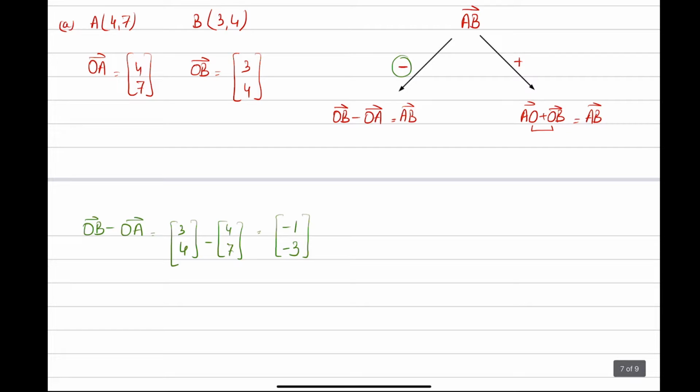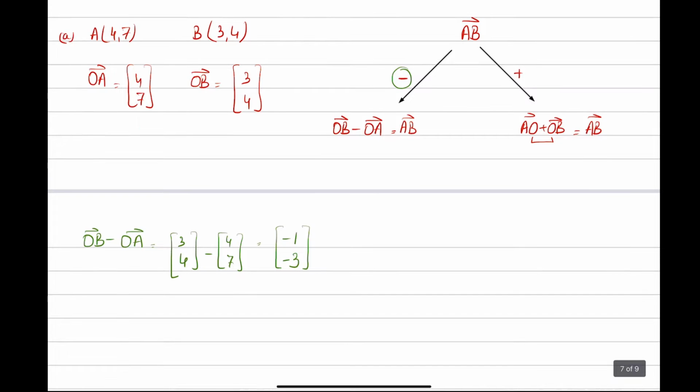Now, just in this example, I'll show you how to do it through addition as well. But like I said, you don't have to do it through addition. So if you wanted to do addition, you would do AO plus OB. AO would be minus 4 minus 7 because now you've changed the signs, you've multiplied it by minus. OB, however, remains the same, 3 4. So minus 4 plus 3 is minus 1, minus 7 plus 4 is minus 3 as well. So either way you do it, the answer remains the same.